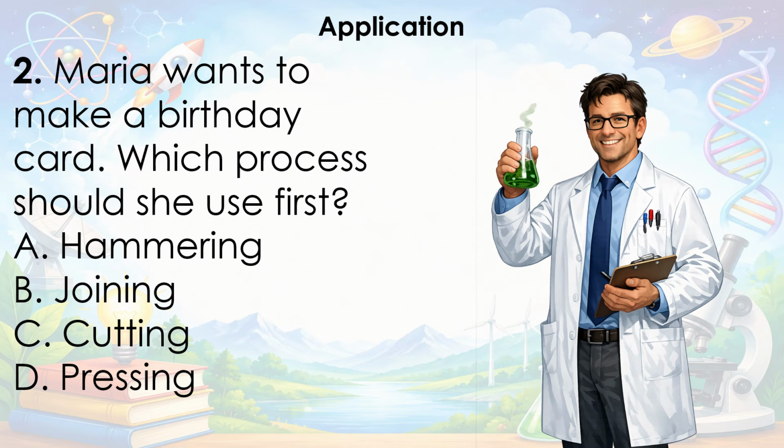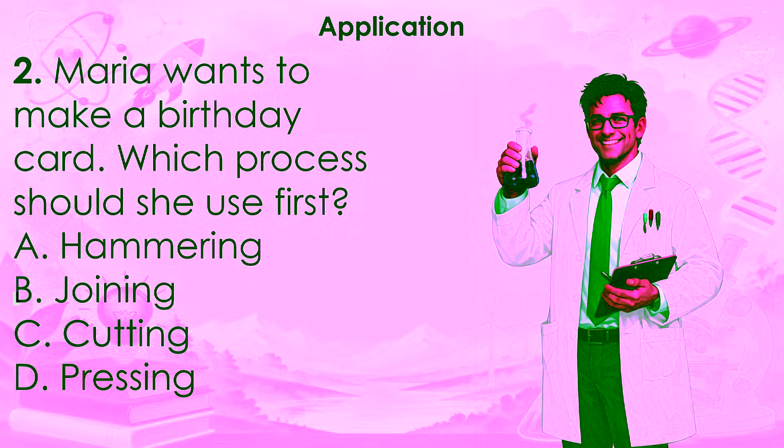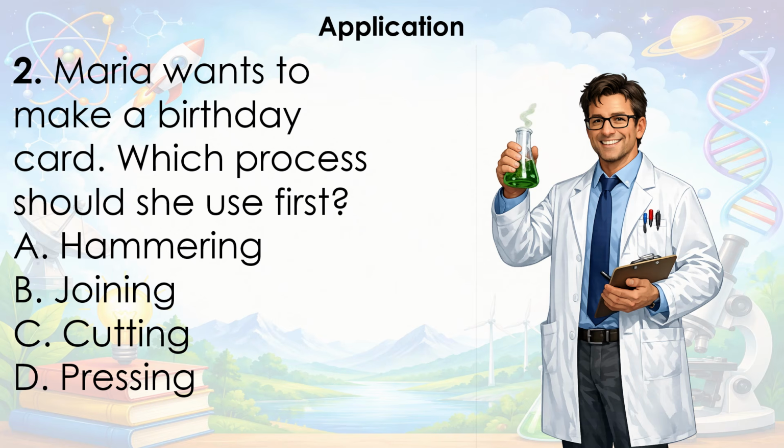The correct answer is letter C. Cutting. She can first cut the paper or cardstock into the desired size and shape. After that, she may fold it, decorate it, or join other materials to it. This shows us that processes can sometimes happen in a particular order. Remember, the process depends on what you need to do to the material.